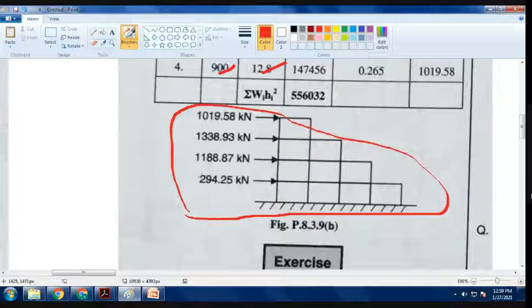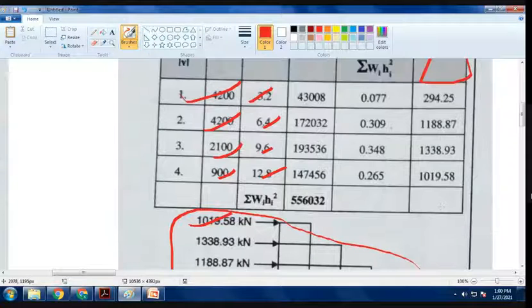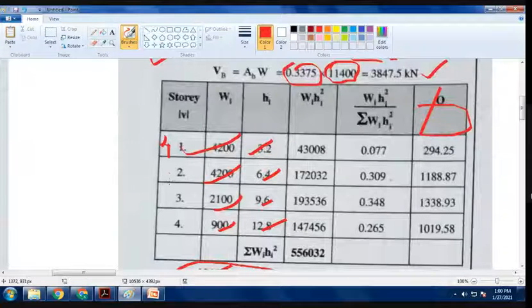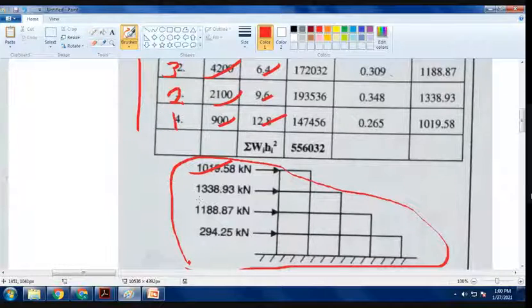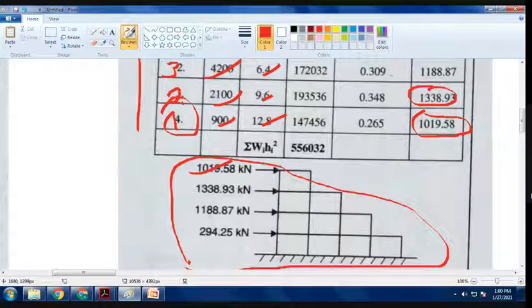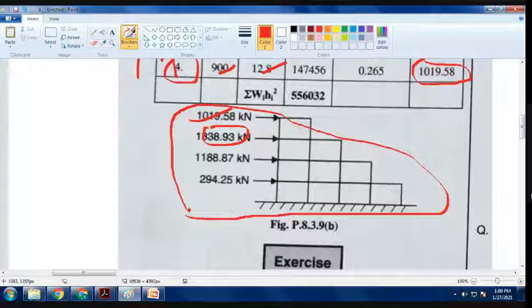Okay, and at last draw this diagram. For the last floor, how much is it? And one more thing, it should be story 4, story 3, story 2, and story 1. Here he has done it in reverse order. So for your fourth story, how much have you got? It is 1019.5, just mention it here. For the third floor, how much has he got? 1338, just mention it. Similarly for the other floors.